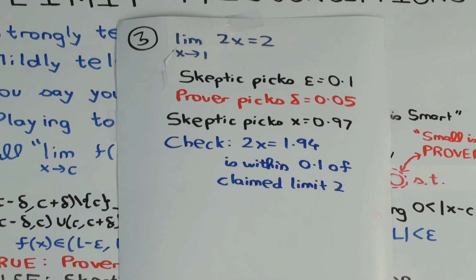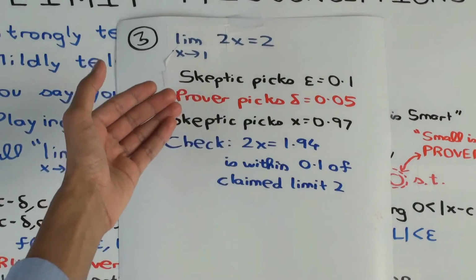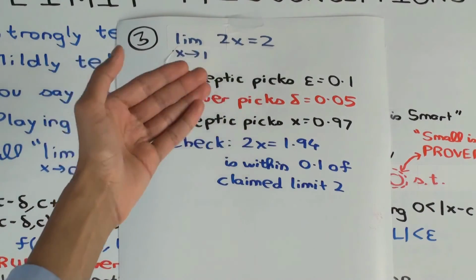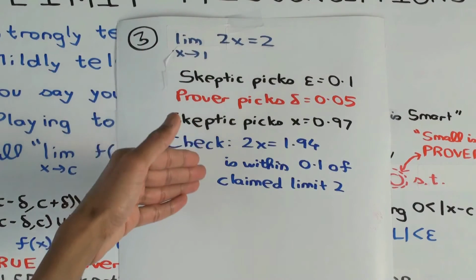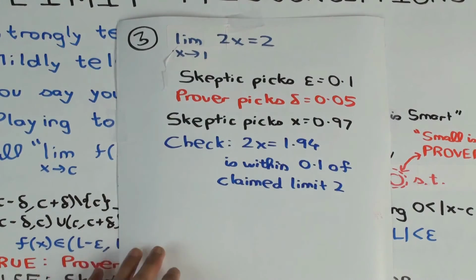It says that the prover can win the game regardless of how the skeptic plays. There's a way for the prover to do that. And this just gives one example where the prover won the game. But it doesn't tell us that regardless of the epsilon the skeptic picks, the prover can pick a delta, such that regardless of the x the skeptic picks, the function is within the thing. So that's the issue here.